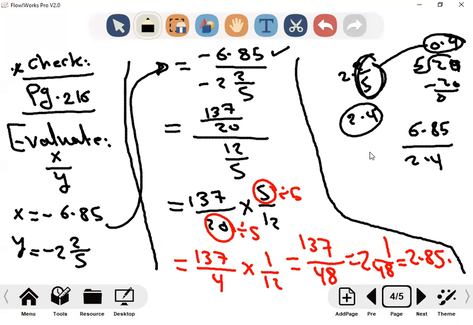Where did this 137 come from? We simplified 6 and 85 over 100. Where did we get the 137 over 100? Divide up and down by 5. It will be 17 up and down what? 20. 20 by 6, 120 plus 17, 137. Right? Do you understand?